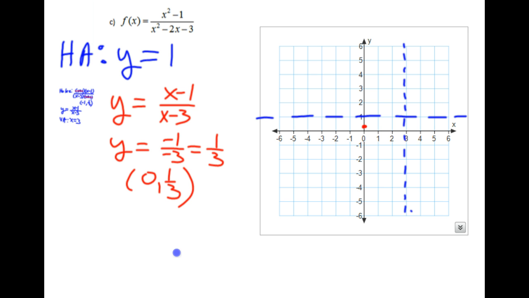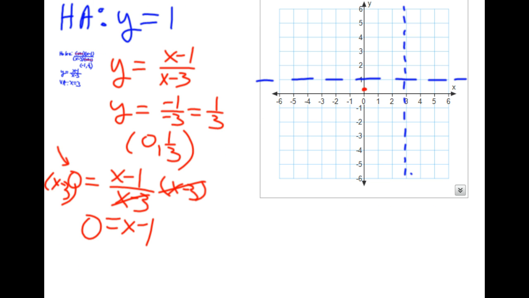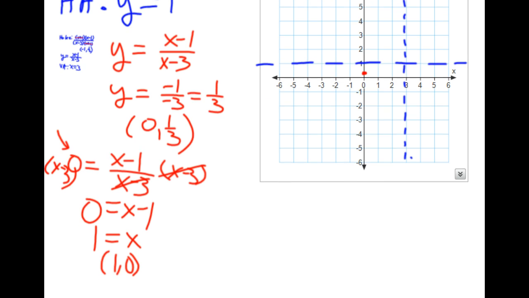To find my x-intercept, I plug 0 in for y and solve for x. Now, ladies and gentlemen, this is important. You cannot do the switcheroo here. You can never switch a root if there's a 0 over here, only if that's a non-zero number. So the only way to solve this is I actually have to cross multiply the x minus 3 across. What's x minus 3 times 0? 0. So I get 0 equals x minus 1. Solving for x, I get x equals 1. So I know that I have an x-intercept of 1 comma 0. So I graph that out.